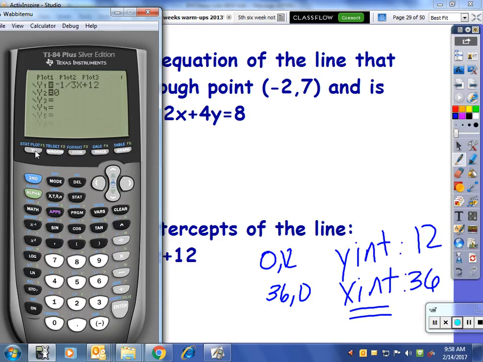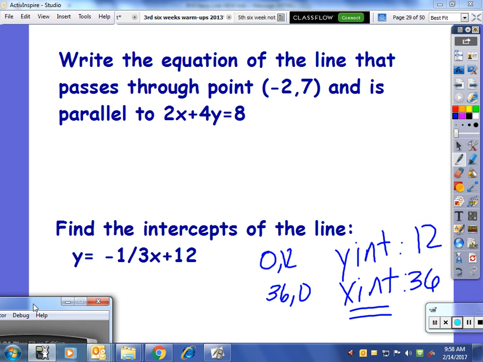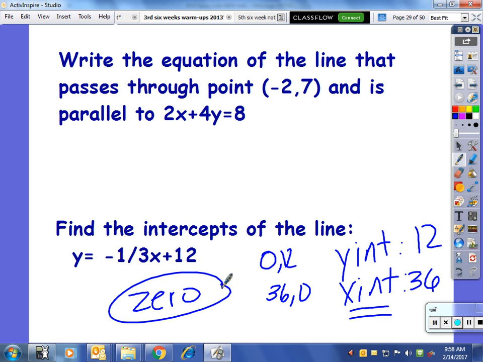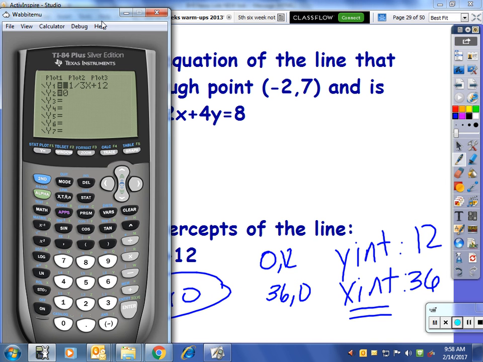Now, some kids, maybe you like to do this in your calculator. What's another word for an x-intercept? A 0. An x-intercept is the same thing as 0. So here's yet another way. If it's in slope-intercept form, put the equation in, and then also put in y equals 0, and then you calculate where they do what? Intersect.